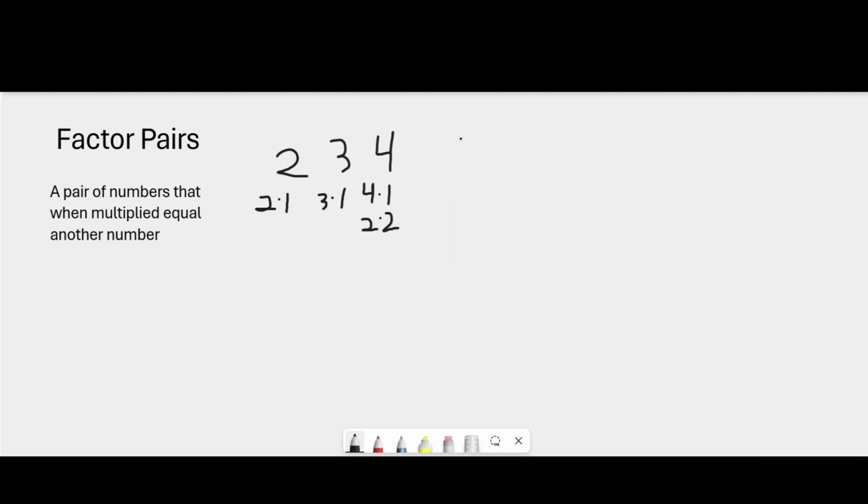So these are just some examples. I'll write out a higher number for one last one. We'll just do 20. So we're going to have 20 times 1, and then we're going to have 10 times 2, and then we're going to have 4 times 5. And I believe that is the only 3 there are. Yeah, so that's factor pairs. And then moving on to multiples.